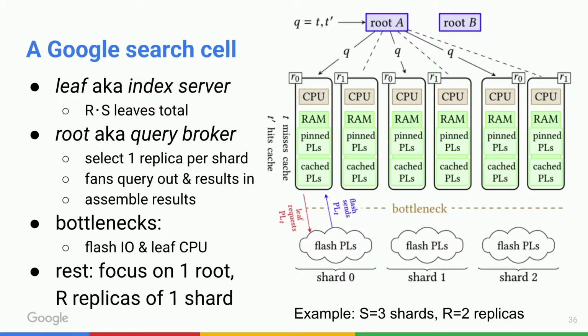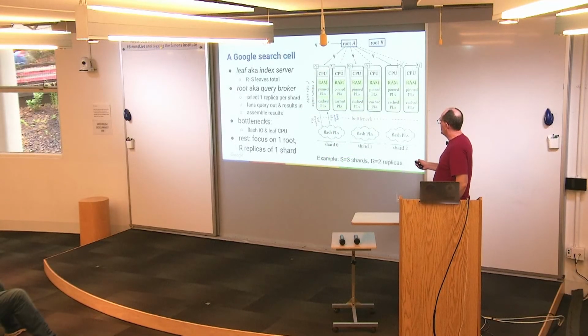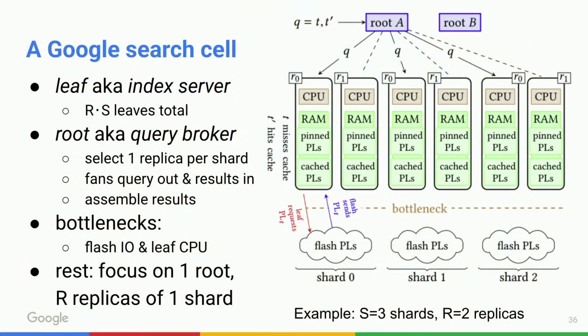Do all the pinned PLs contain the same data? Within a shard, yes. So these 2 replicas are identical. They're identical in terms of the pinned PLs. But this shard is different because this is a different piece of the web, and this is a different piece of the web. Right, so you divided the web into S roughly equal pieces, your doc index.